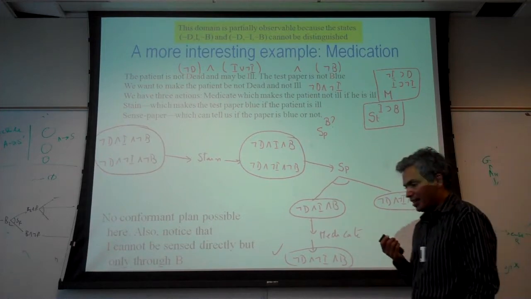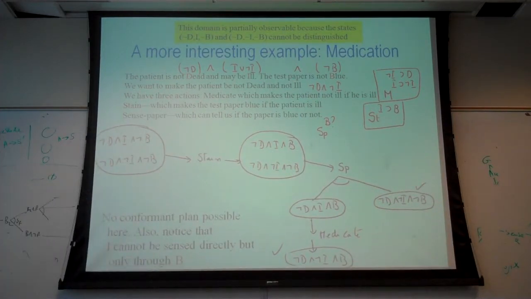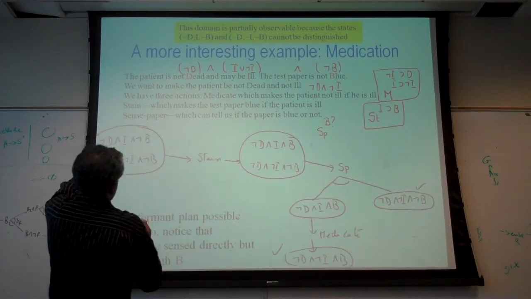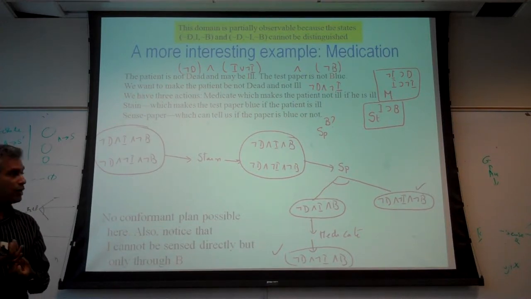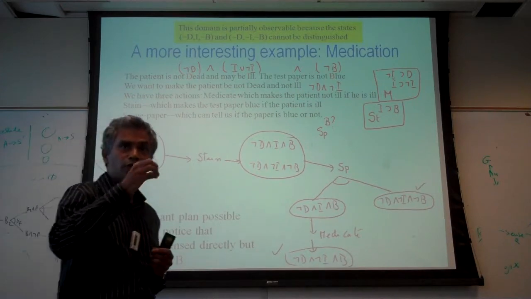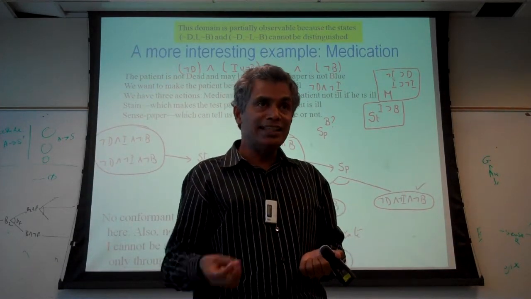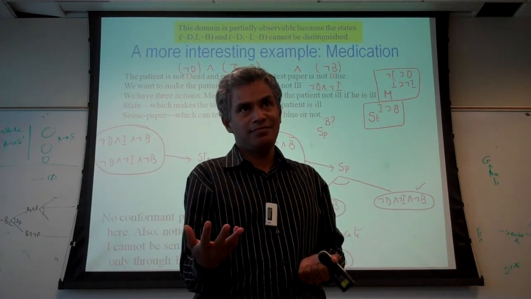Here is a more interesting conditional planning example, worth looking at because you may not have thought about it. Sometimes you only have sensing actions for some of the variables, and you are going to use causative actions. So let's look at this problem. The patient is not yet dead and may be ill, and we want to make the patient not be ill. You can try to give them some medicine, then they'll become not ill. But this medicine will kill them if they are actually not ill. Do you see what I'm saying?